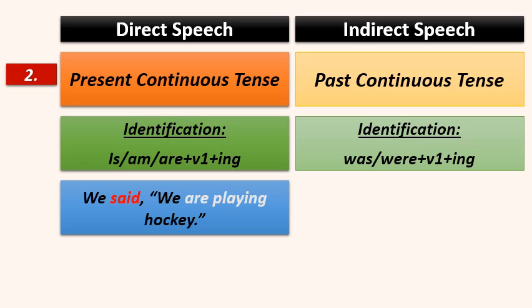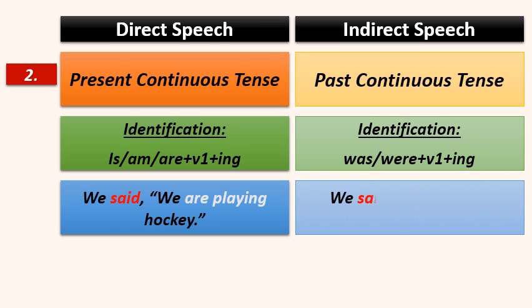So we are playing hockey is the reported speech, and in the reported speech, what is the verb? Are playing, and it is in present continuous tense. So according to the rule, we will convert it into past continuous tense. So what will be the sentence? We said that we were playing hockey. So what are the changes that you can identify here? Removal of inverted commas. Number 2, change of tense. And number 3, use of conjunction that.